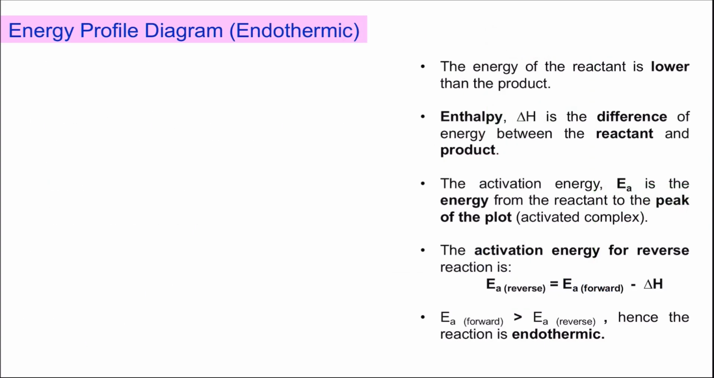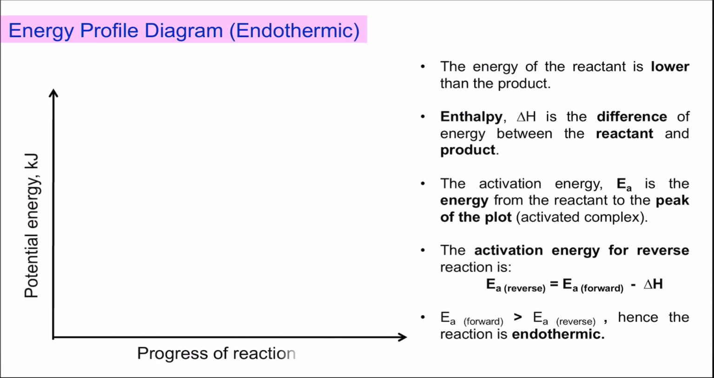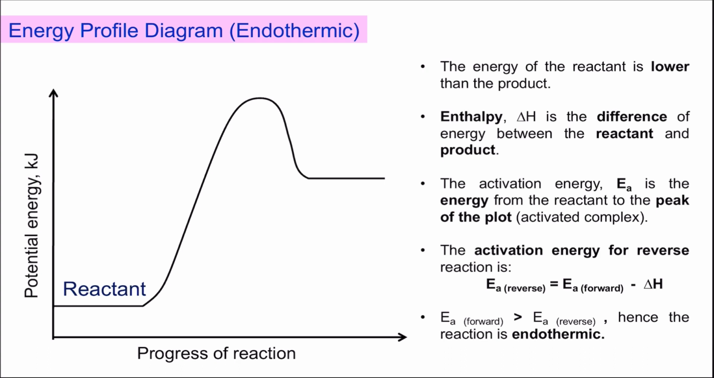Let's continue with endothermic. So for endothermic, energy for reactant is lower than product. So start by drawing the x-axis and y-axis. So awak ada this one, and then the energy for reactant is lower than the product. It will be like this one. So this will be reactant and then product. Next, you got the enthalpy, which is the difference of energy between reactant and product. So draw the dotted line for the reactant. So from here to here, what we call as delta H, enthalpy change.